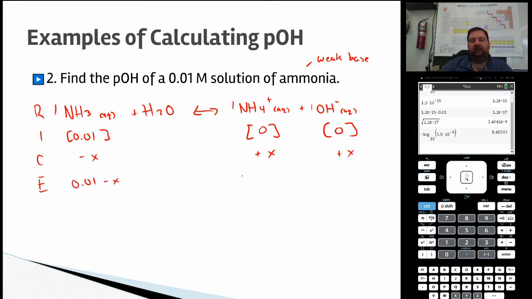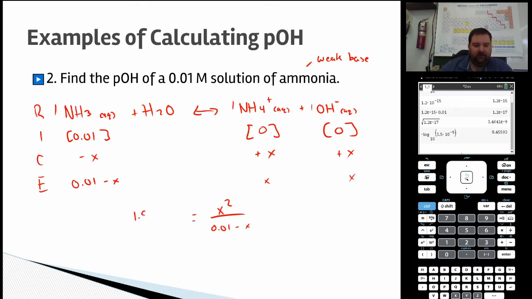0.01 minus x. This is just x. You're probably thinking to yourself, this looks incredibly familiar to what we just did. What's the difference? Well, let's just keep with the similarities. We have x squared and then 0.01 minus x. But what's the difference? This time we have a number because we know what the Kb value is for ammonia.